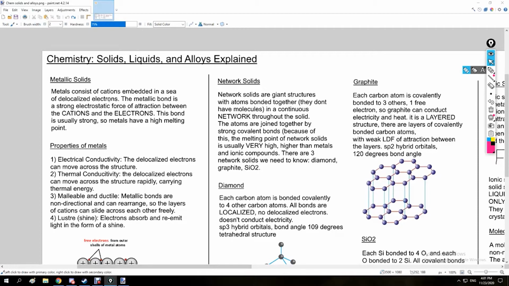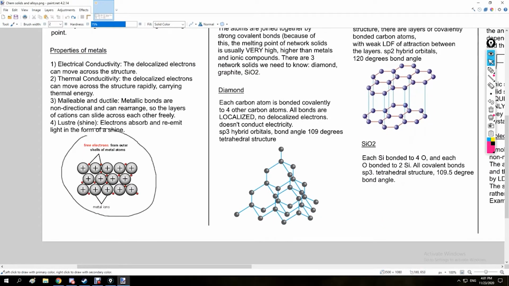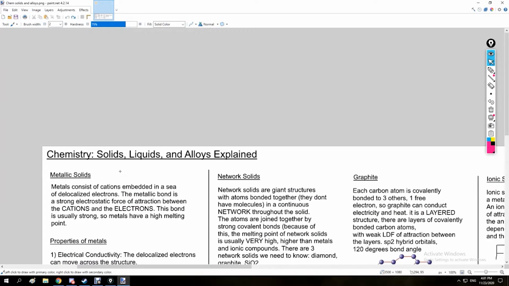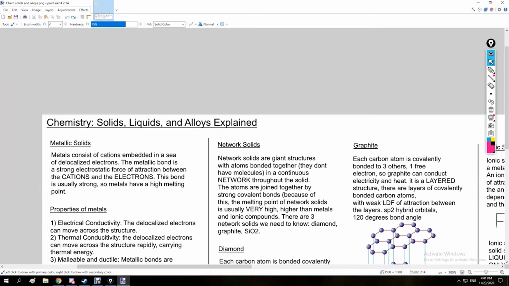Metals consist of cations embedded in a sea of delocalized electrons. So the structure of a metal is going to look somewhat like this: layers of cations embedded in a sea of delocalized electrons. The gray circles are the cations obviously, and the orange circles are the electrons. The metallic bond is a strong electrostatic force of attraction between the cations and the electrons. This bond is strong, so metals usually have a high melting point.